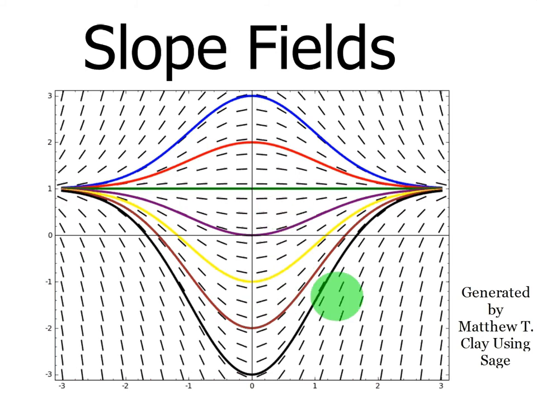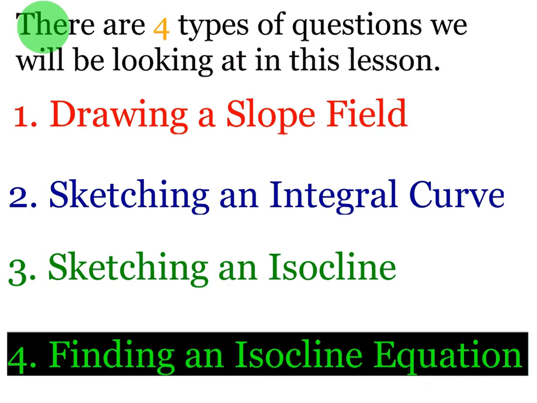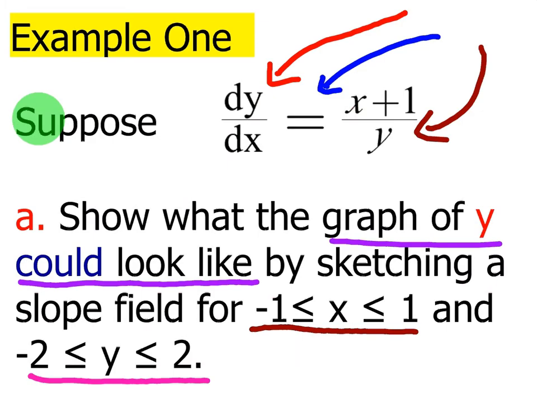So some students are confused by slope fields because there's so many different possibilities or possible curves for a particular equation, but that's what happens with differential equations. They have multiple different solution curves, and that's what slope fields are good for, again, when you can't explicitly integrate it. There are 4 types of questions we will be looking at for this particular lesson. For this first video, we'll be drawing a slope field. For the next video, we'll be sketching an integral curve. Then we'll be looking at isocline lines for the last 2 examples.